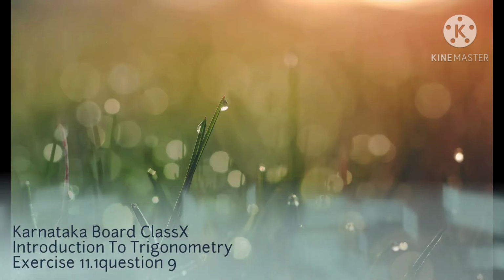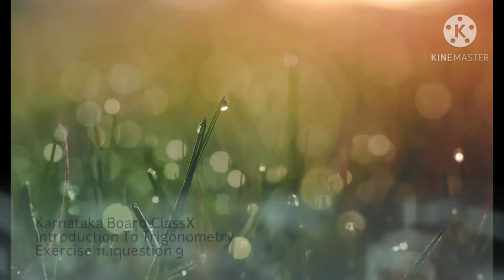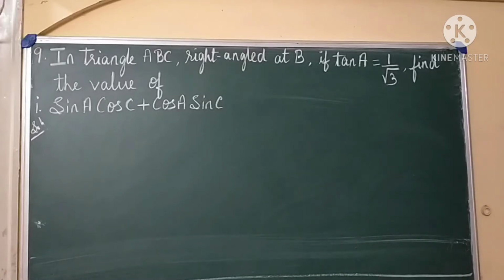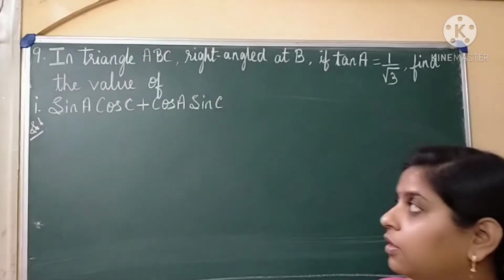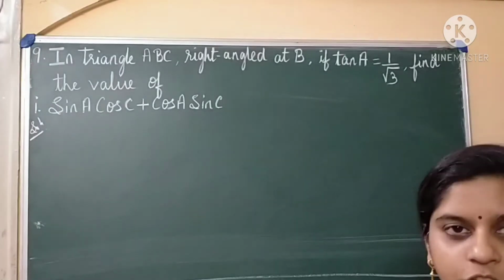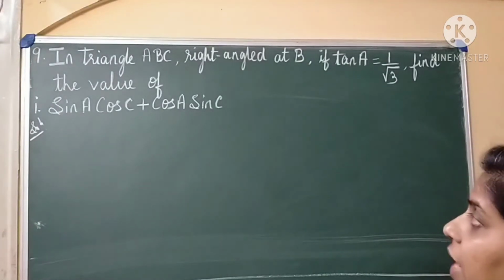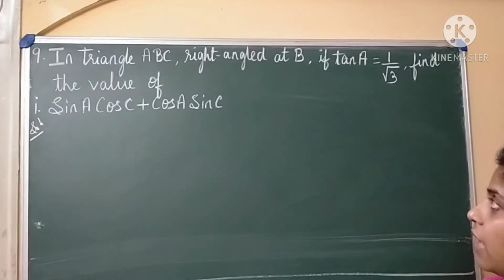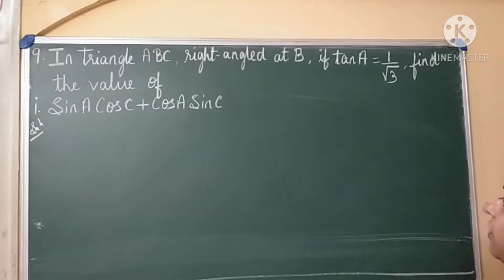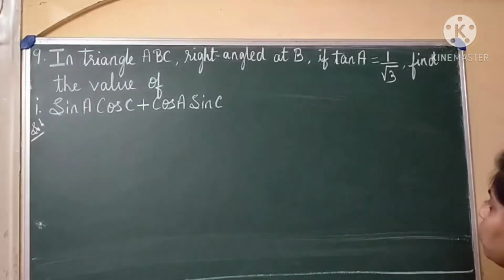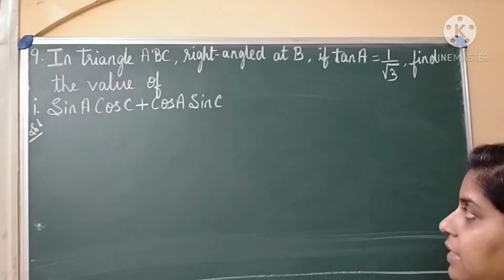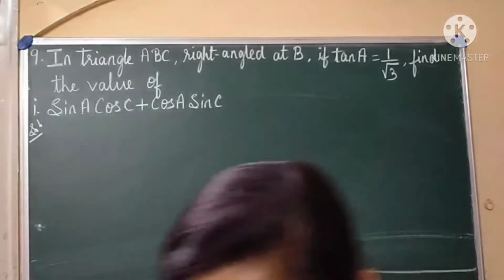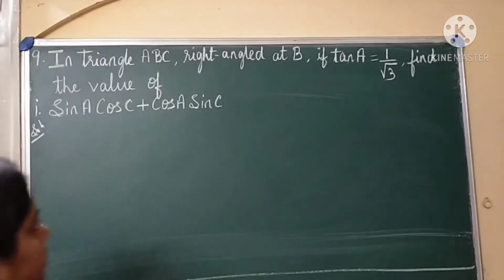Introduction to Trigonometry, Exercise 11.1, Question 9. In triangle ABC, right angle at B, if tan A is equal to 1 by root 3, find the value of sin A cos C plus cos A sin C. So, here is the solution.